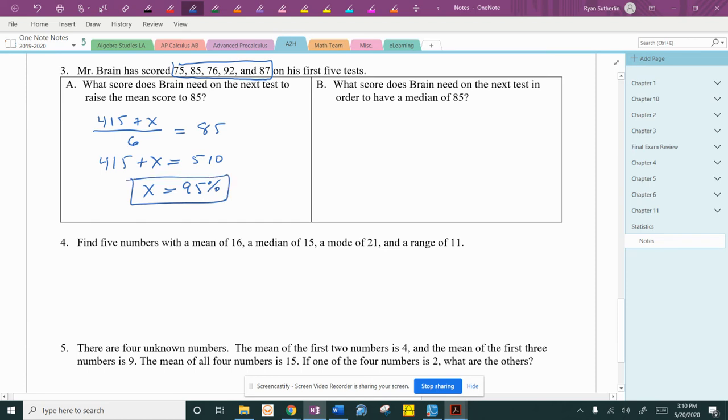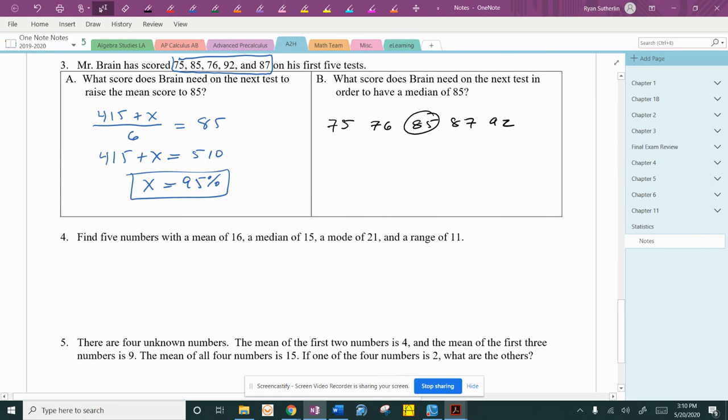For B, what score does Brian need on the next test in order to have a median of 85? So to do a median, I'm going to put the numbers in order. So I have a 75, a 76, an 85, an 87, and a 92. Well, right now the median is 85. So in order to keep the median at 85, because if I add another number, I'm going to have an even data set, I'm going to have to average the 2 numbers in the middle. If I add a number over here, the median's going to go up. If I add a number down here, the median's going to go down. So I have to have exactly an 85, because then the median will not change from what it currently is.